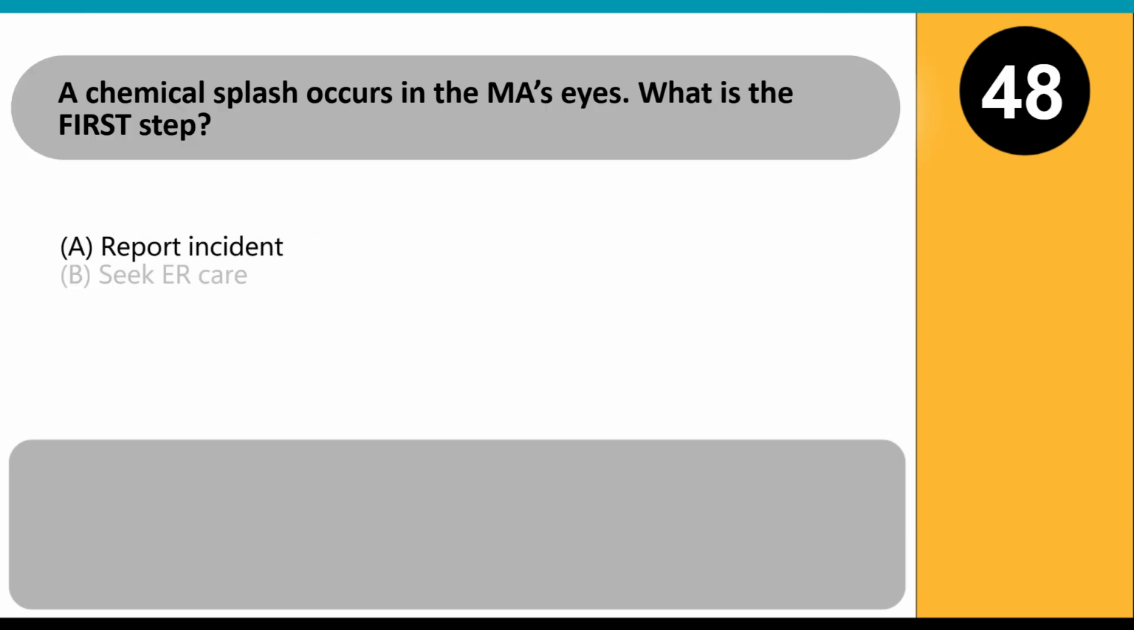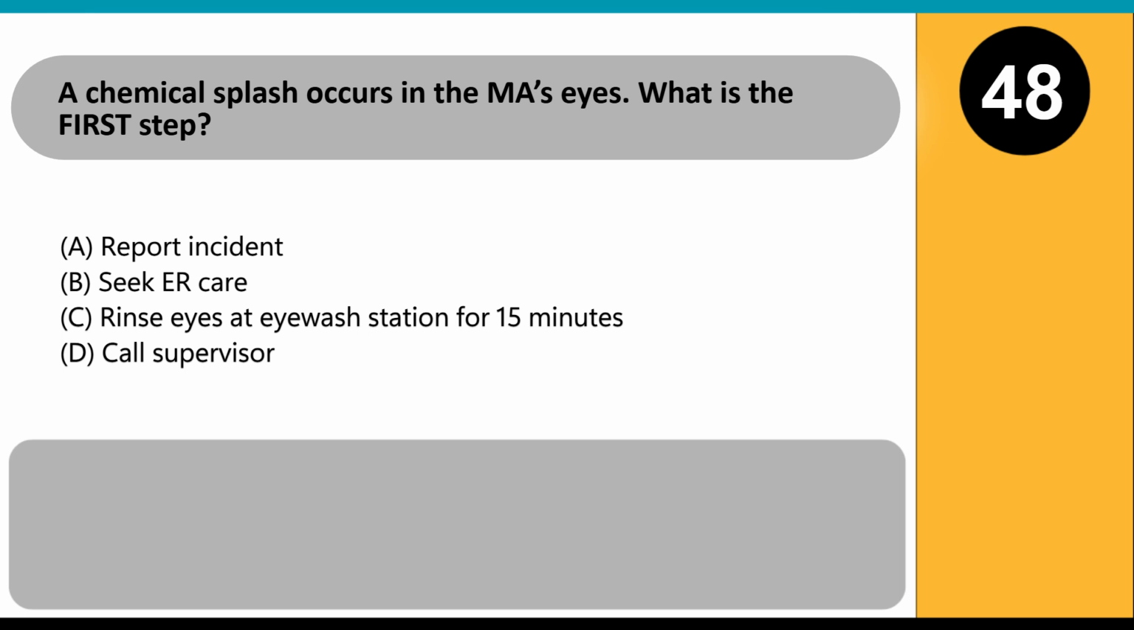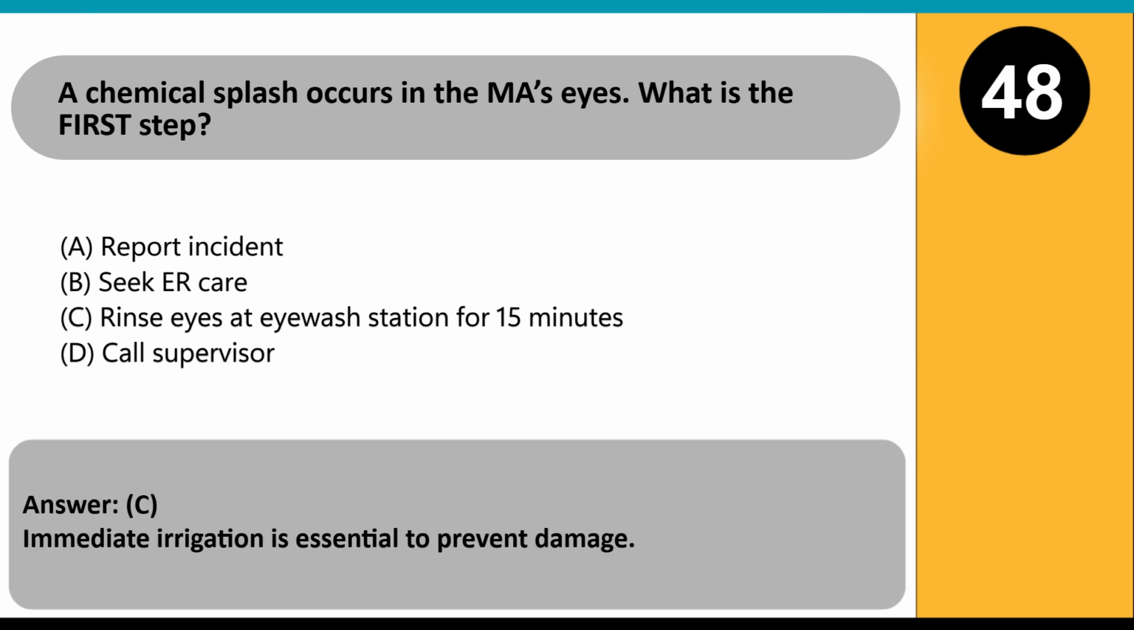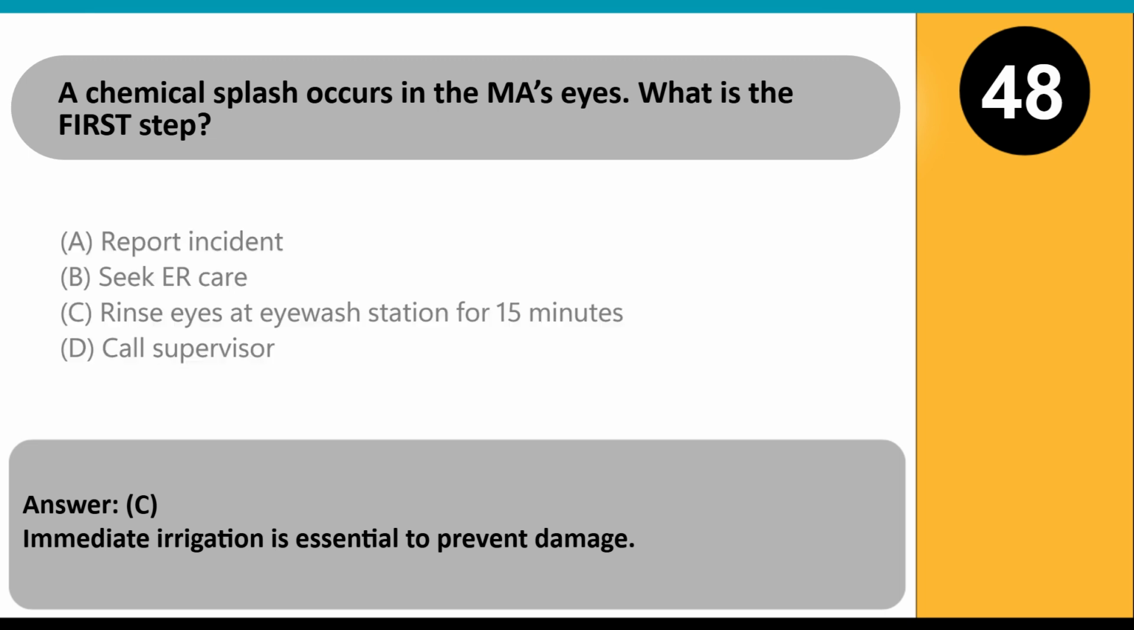A chemical splash occurs in the MA's eyes. What is the first step? A. Report incident. B. Seek ER care. C. Rinse eyes at eye wash station for 15 minutes. D. Call supervisor. Answer: C. Immediate irrigation is essential to prevent damage.